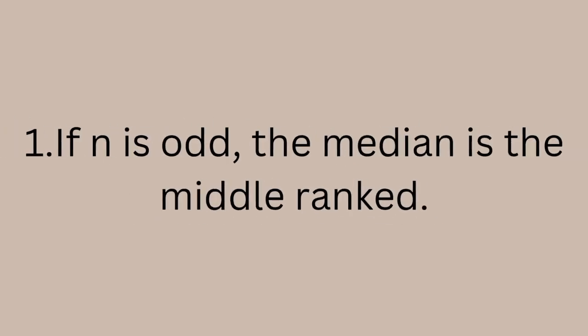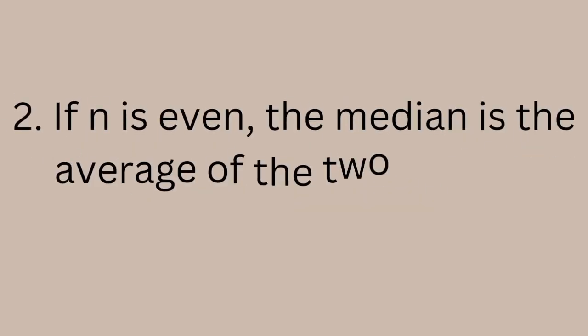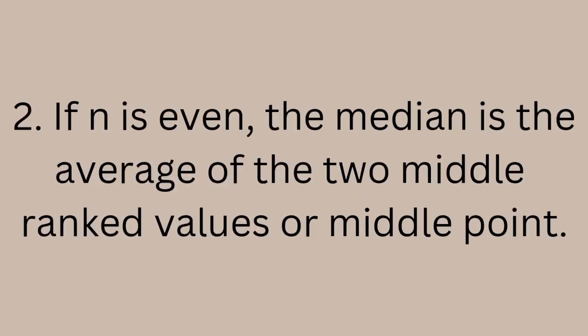Rules. There are only 2 rules to find the median of ungrouped data. First, if n is odd, the median is the middle rank. And the second one, if n is even, the median is the average of the two middle rank values or the middle point. That's for the median.